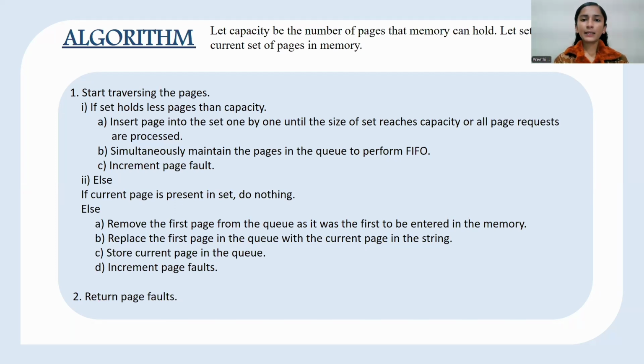First in first out algorithm. Let capacity be the number of pages that memory can hold. Let set be the current set of pages in memory. The first step is to start traversing the pages.